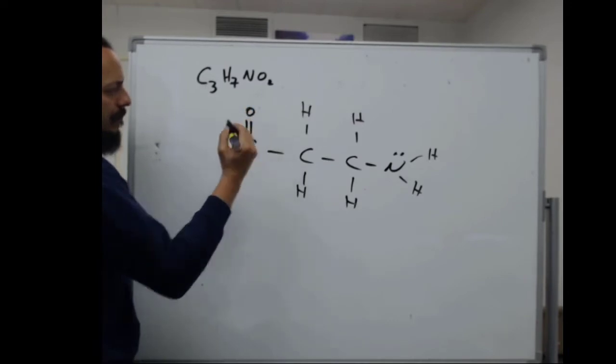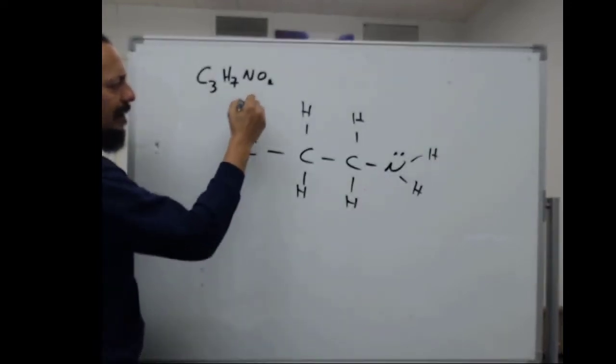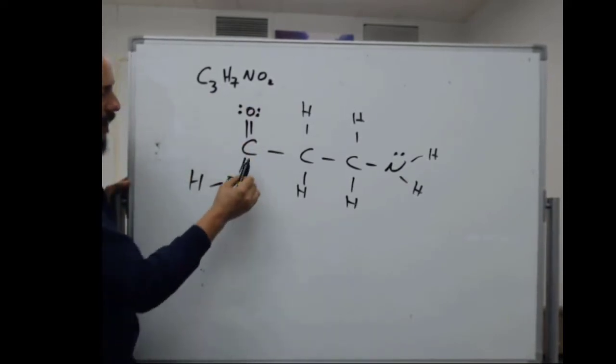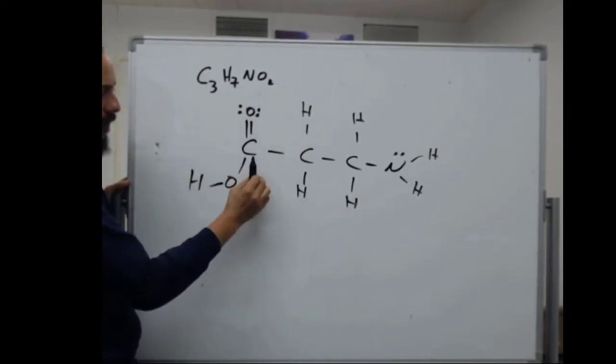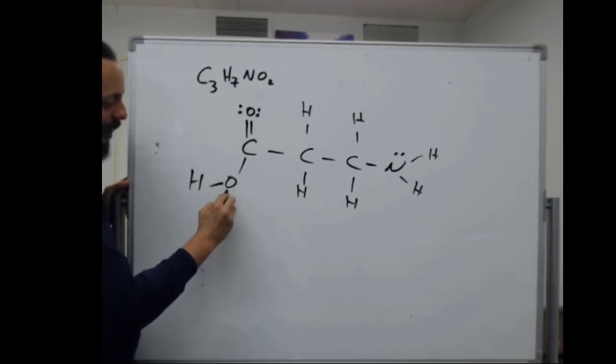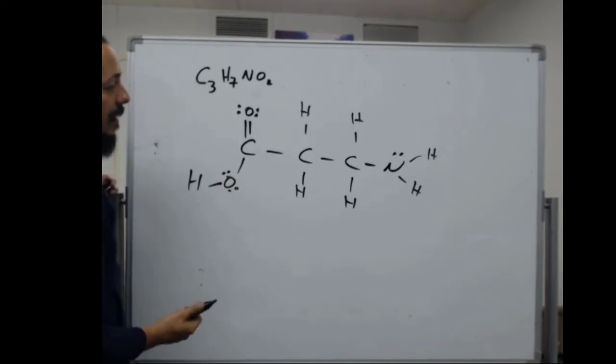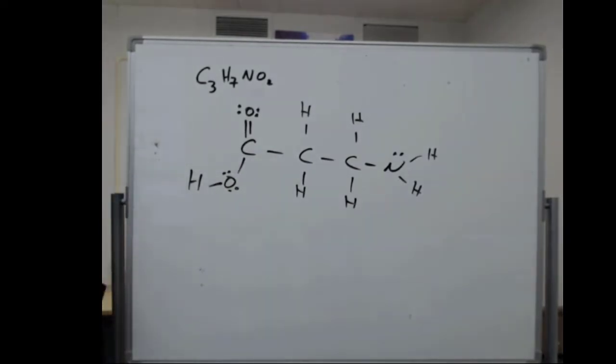So I'm going to throw in a double bond. There's nothing that says I don't have a double bond, so I'm just going to try a double bond and just put my last hydrogen there. This carbon now has 4 bonds. This oxygen has 2 bonds. It's 2 lone pairs. And this should be a good structure.